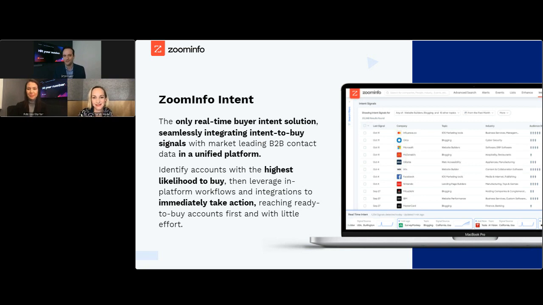In terms of ZoomInfo's intent data, a few things I wanted to call out: we enable real-time intent insights into what your ideal companies and customers are doing. That allows you to be really focused in your prospecting and in your upsells to existing customers, because you know what they're doing and what they care about. And we do that in a few different ways.